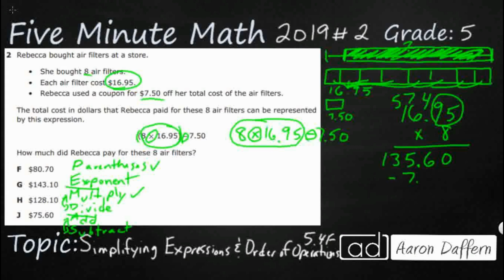I was hoping they wouldn't put that as an answer choice because that might get some of us messed up. So we are going to line up the decimals when we subtract, and we're going to subtract that now. We're going to have 12810, which means our answer here is H.